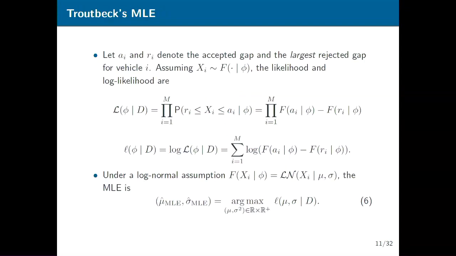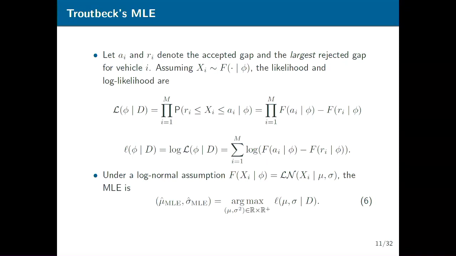The maximum likelihood estimator, the MLE, popularized by this gentleman called Troutbeck, assumes drivers are consistent. So all you really need is the accepted gap and the largest rejected gap, denoted as A sub i and R sub i for vehicle i. Under parametric assumptions, the likelihood is essentially that for interval-censored data, which is the probability of the critical gap lying between this interval.